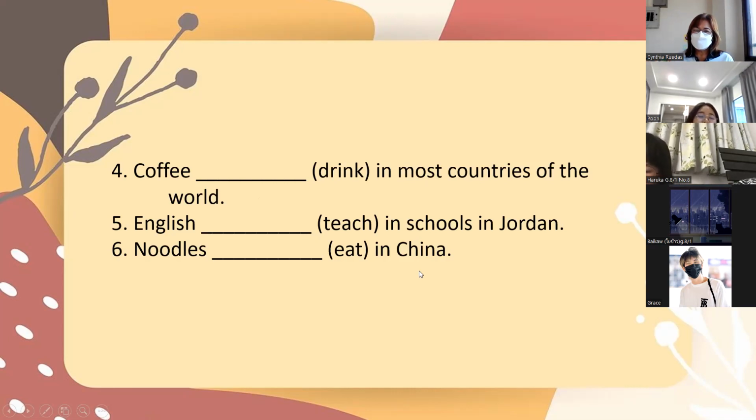Coffee is drunk in most countries of the world. Okay, what is the spelling of your drunk? D-R-U-N-K. Okay, let's see if you are correct. Of course, because the past simple is different. What is the past simple of drink? Drank, D-R-A-N-K, okay? And this is the past participle, D-R-U-N-K. Okay, very good.